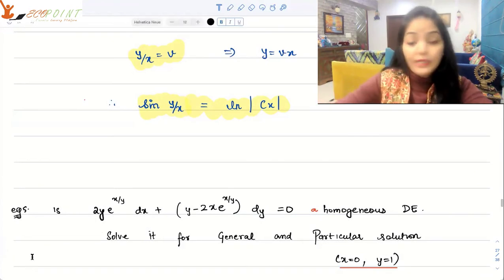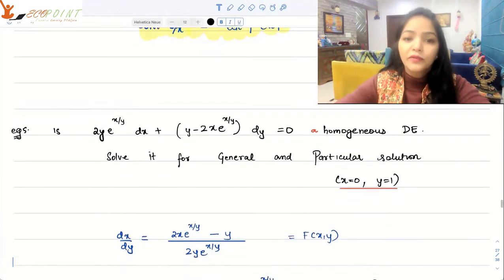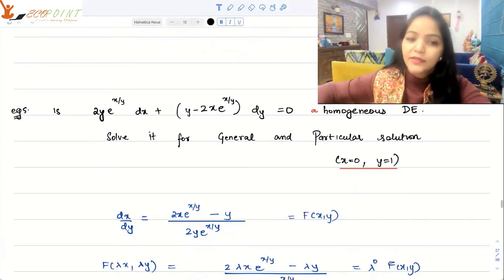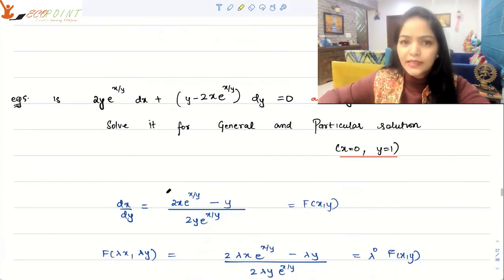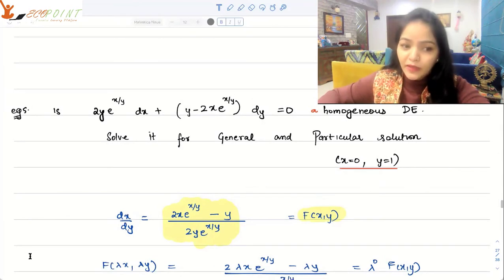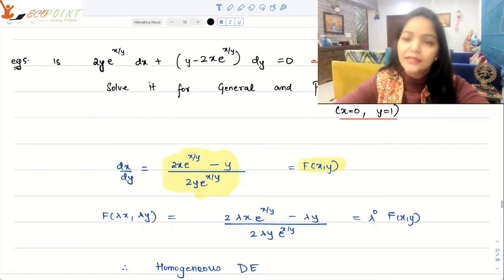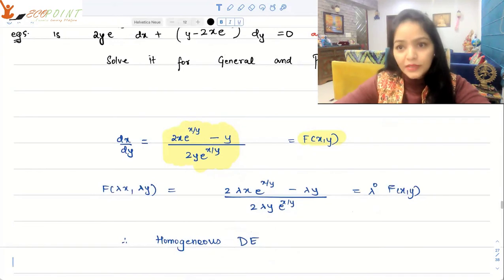So let's check homogeneity. We will first create dy/dx. Taking everything to one side, dy/dx is clearly (2x e^(x/y) minus y) upon 2y e^(x/y), and this is clearly a function of x and y. To check homogeneity, let's input lambda times x in place of x, and lambda times y in place of y.